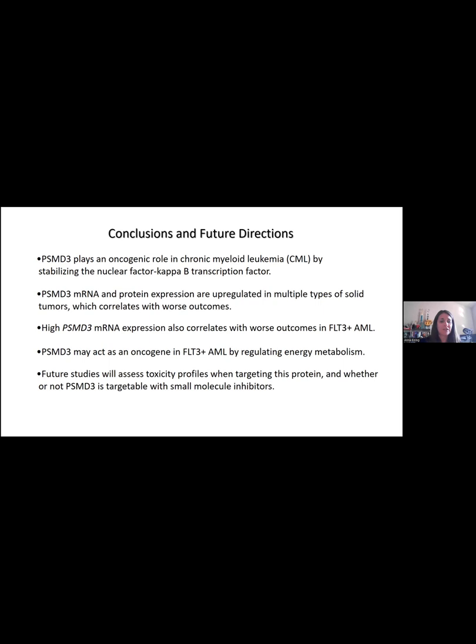And then future studies will assess the toxicity profiles when targeting this protein in cancer therapy, and whether or not PSMD3 is targetable with small molecule inhibitors.